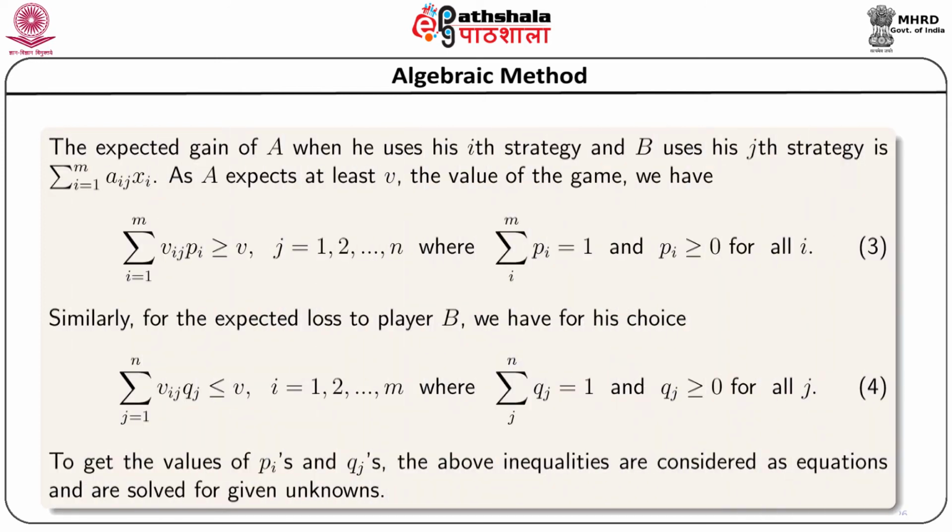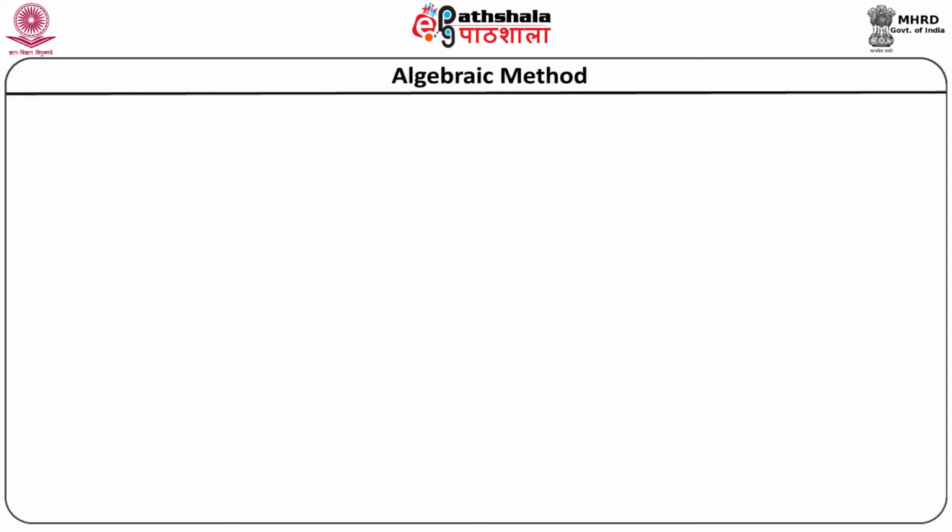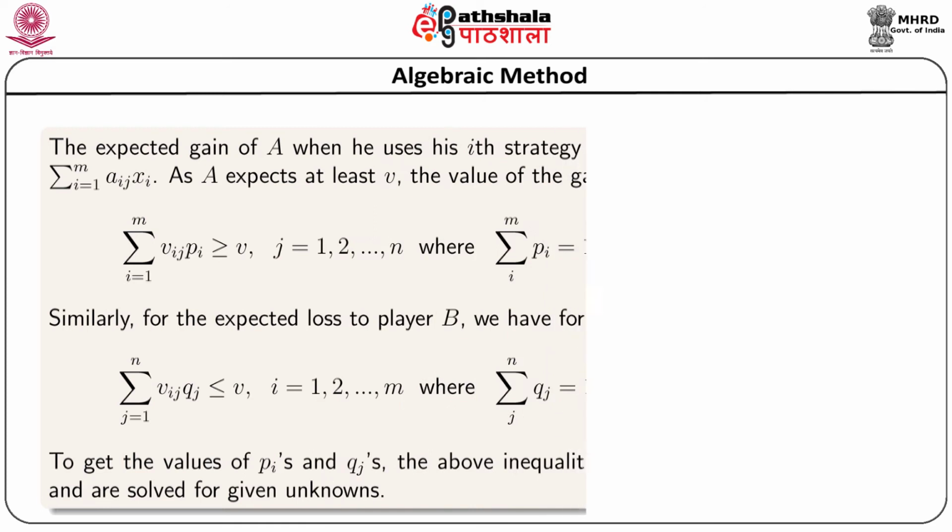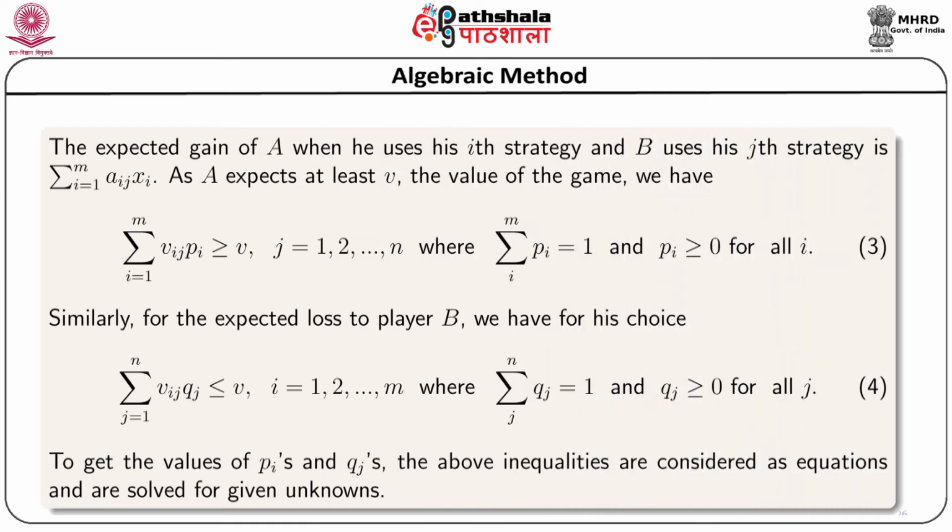Now, the expected gain of A when he uses his i-th strategy and B uses his j-th strategy is sigma Aij xi. As A expects at least the value V, the value of the game, we should have summation Vij Pi, i equal to 1 up to m, must be greater than or equal to V for j equal to 1 up to n, where sigma Pi, i equal to 1 up to m, is equal to 1 and Pi's are all non-negative.